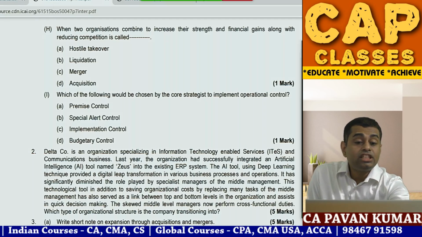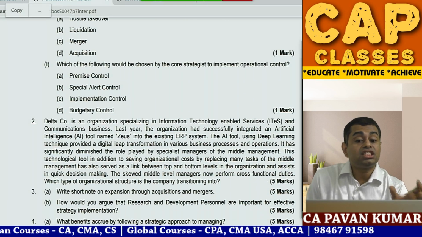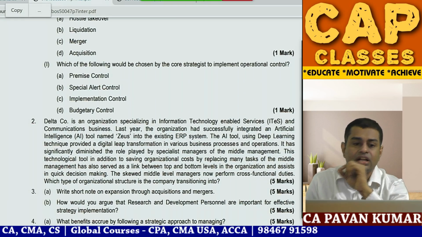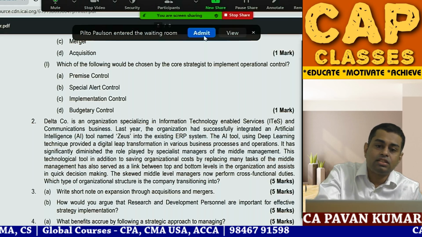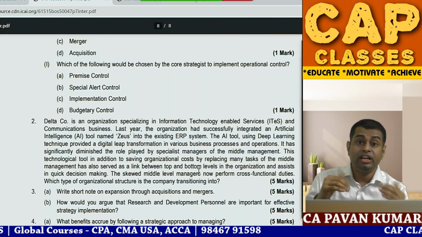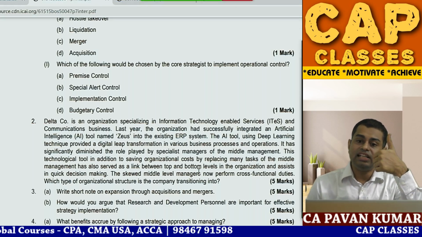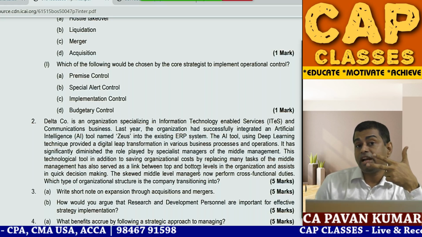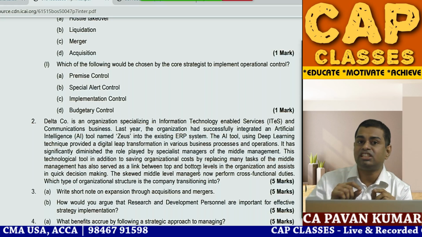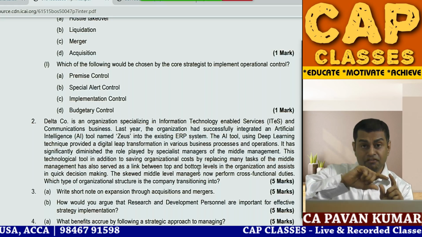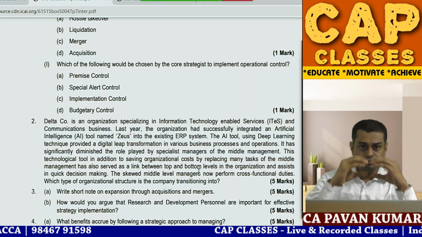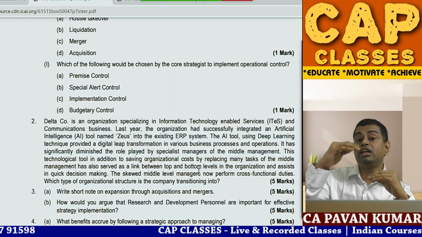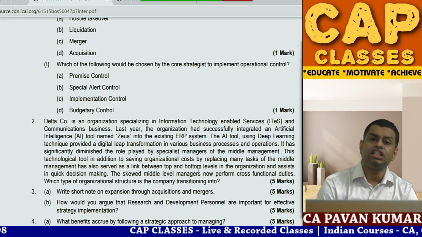Okay. Then, which of the following would be chosen by the core strategist to implement operational control? Underline operational control. Do you remember what this is? There are so many types of controls: organization level control, then management control, then operation control. Three controls are there. In our study material, I have given one beautiful diagram also with an arrow like this. Lowest level is called operational control. Middle level is called management control. Top level is called strategic control, organization control.